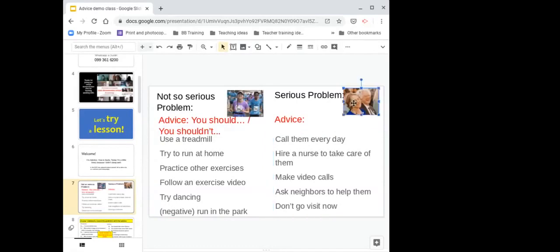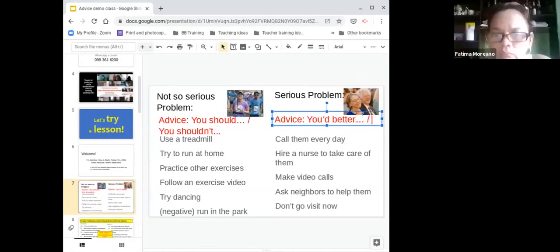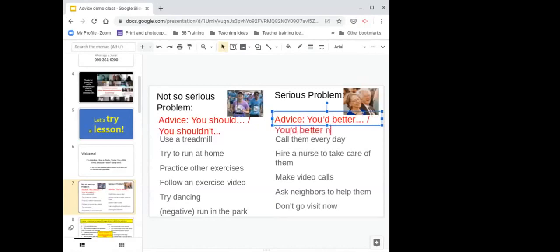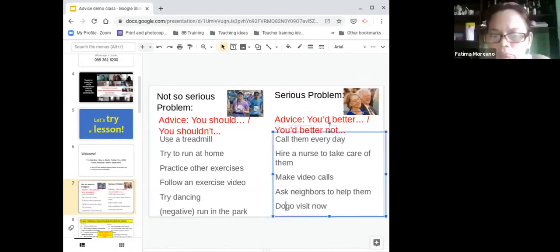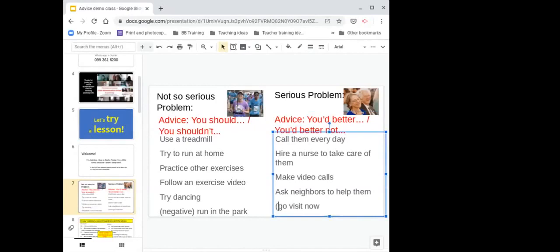This problem is a very serious problem. So for a serious problem, I give very strong advice, serious advice. And I say, you'd better. For example, you'd better call them every day. Or you'd better ask neighbors to help them. And if it's negative, I can say, you'd better not. So you'd better not go visit now. The police will arrest you.